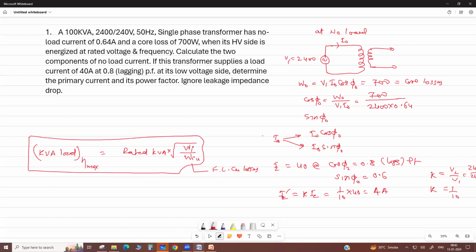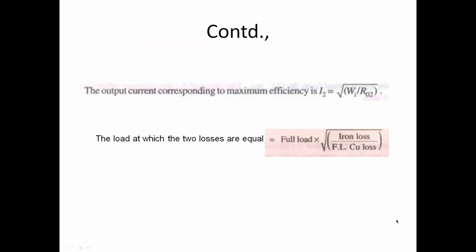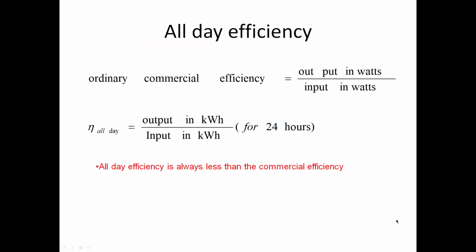This will give you, for distribution type, the load in kVA at which the transformer gives maximum efficiency. Therefore, we define the all-day efficiency for a distribution transformer, meaning we take a time, and we consider energy: output kilowatt hour to input kilowatt hour.